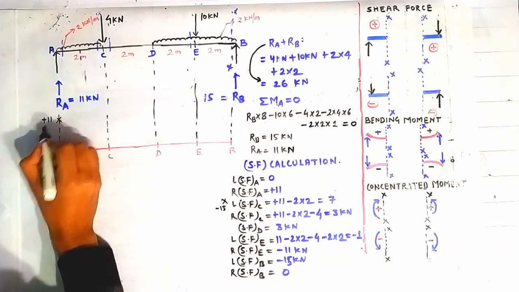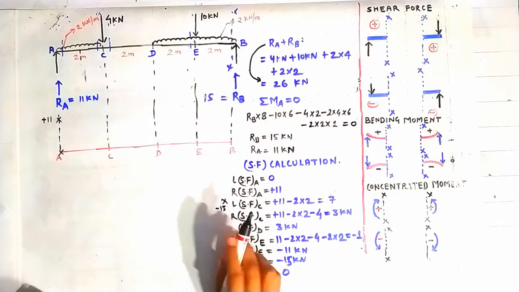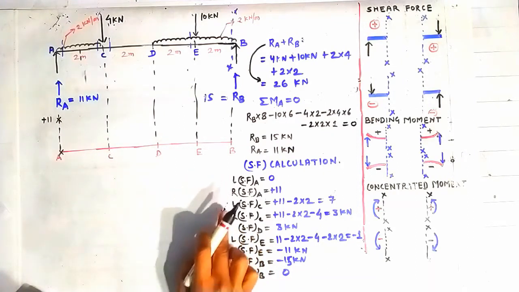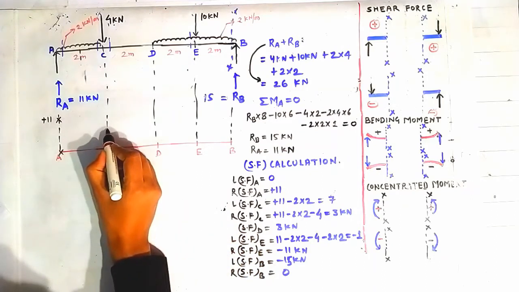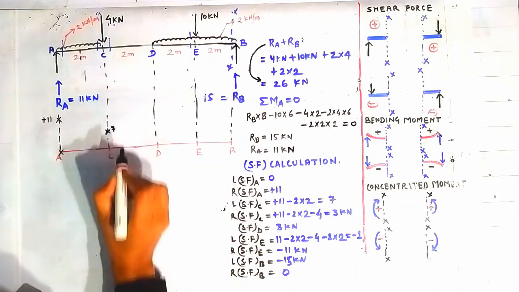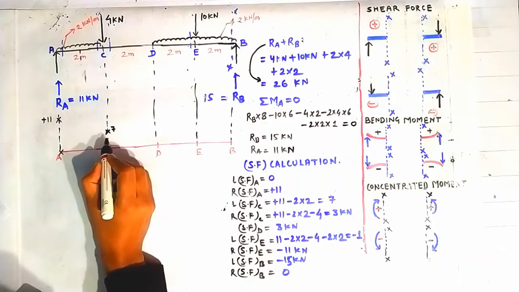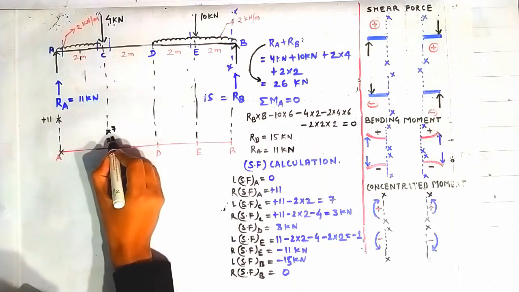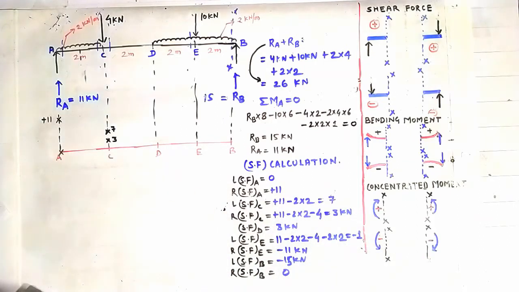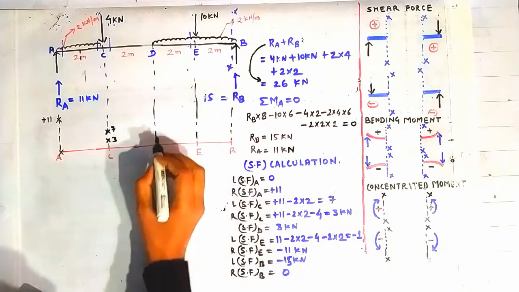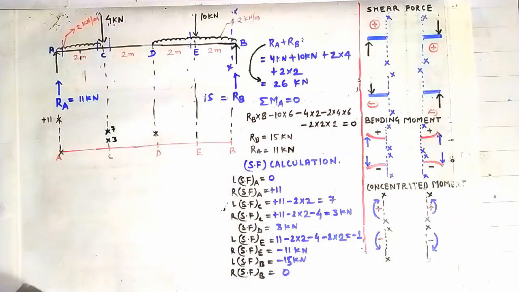This is 11 plus 11, and the shear force on the left side of the point C is 7, so marking here 7. Okay, and the shear force on the right side of the point C is 3 kilonewton, so 3 kilonewton will lie somewhere here. Okay, and the shear force at the point D is equal to 3 kilonewton, so it will lie at the same level above the point D.